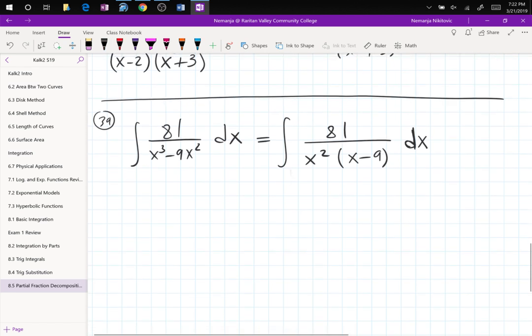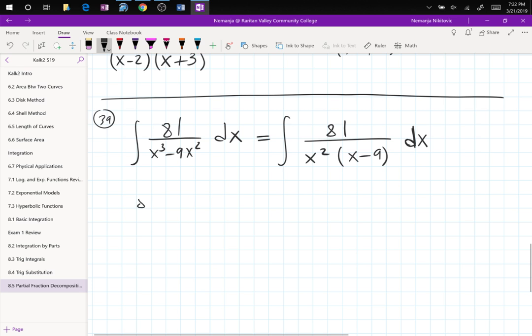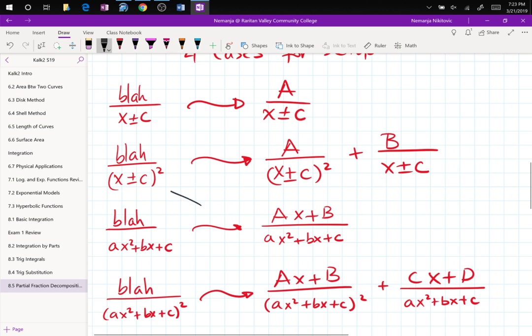So we are going to do partial fraction decomposition. We are only focusing on 81 over x squared times x minus 9. So this is going to be A over x minus 9 plus B over x squared plus C over x. X squared is the repeated linear. You can think of x as x minus or plus 0, and then a square on it, right? That would fit this case over here. If your c is 0, x squared fits that case.